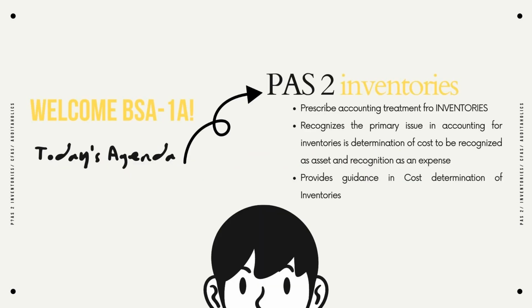Welcome BSA 1A. Today's agenda is PAS 2. PAS 2 is used for the treatment concerning inventories. What does PAS 2 recognize? Primary issues in inventories, and the determination of cost to be recognized as an asset and recognized as an expense. Also, it serves as guidance in identifying the cost of inventories, or the measurement, which Cleo will explain in a more detailed manner later.